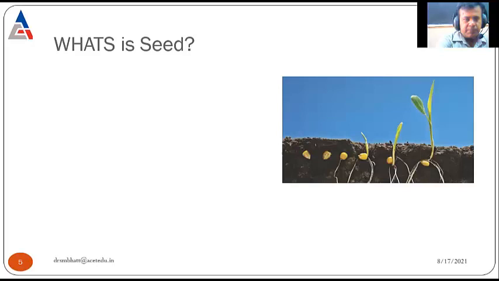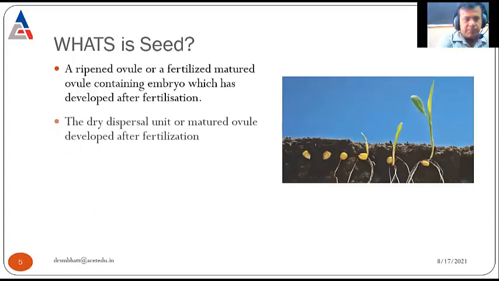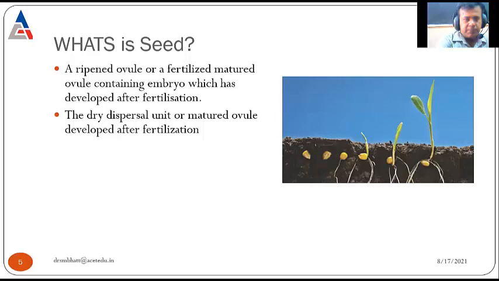or fertilized matured ovule containing embryo which has developed after fertilization. So ripened ovule or fertilized matured ovule, right, this is called the seed, and seed is produced after fertilization, and when they are dry they are dispersed in the environment.